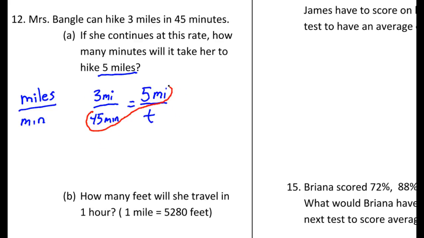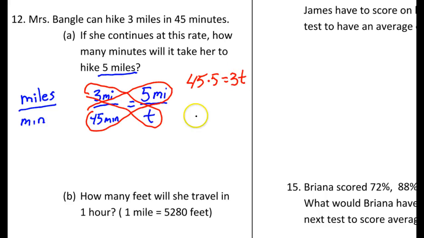So 45 times 5 equals 3 times t. 3t. Now it might be tempting to multiply these together, like 45 times 5, what is that, and then divide by 3. But it actually would be a little bit easier if we didn't. Here's why.